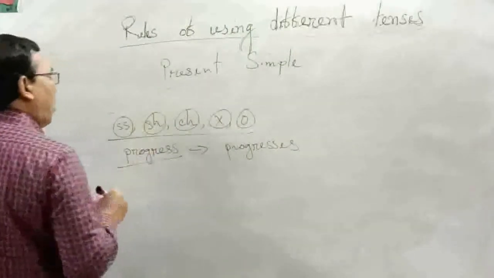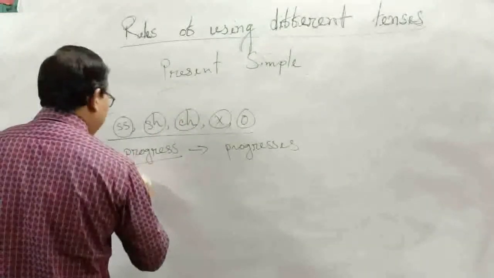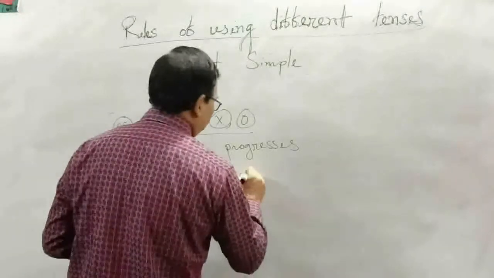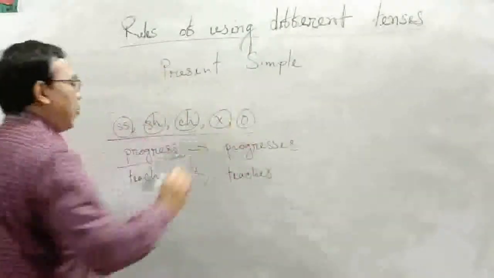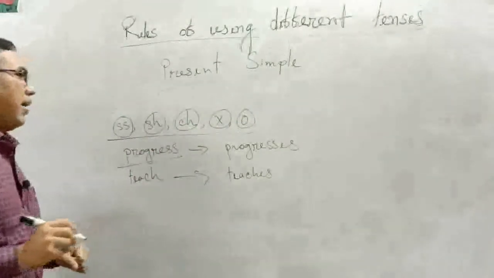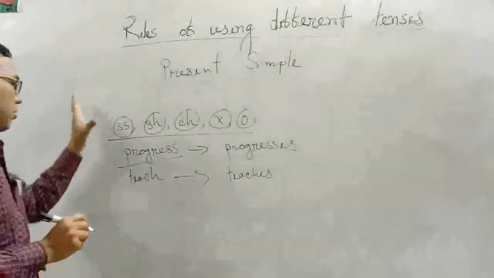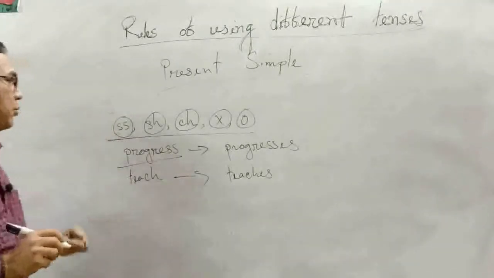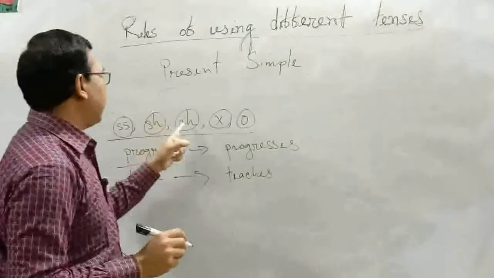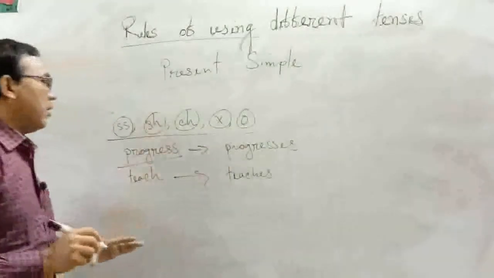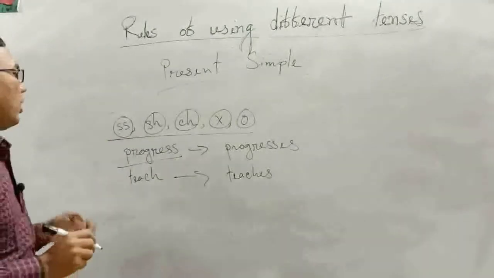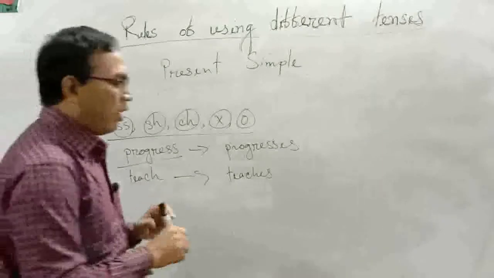Ch: teaches. In the same way, mixes, do, does, and publishes. If the verbs end in ss, sh, ch, x or o, then you will add es, and in other cases you will add only s to the verb.